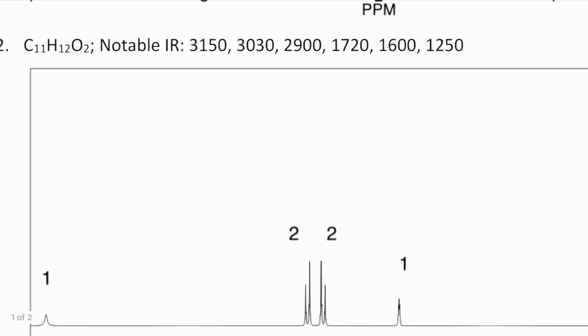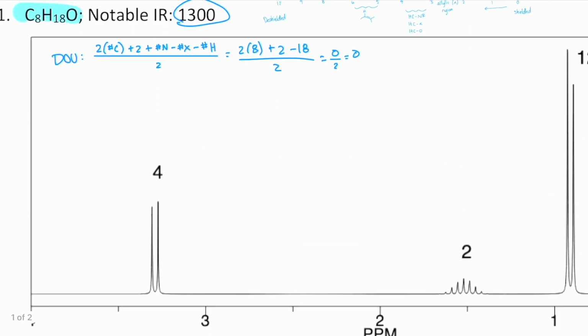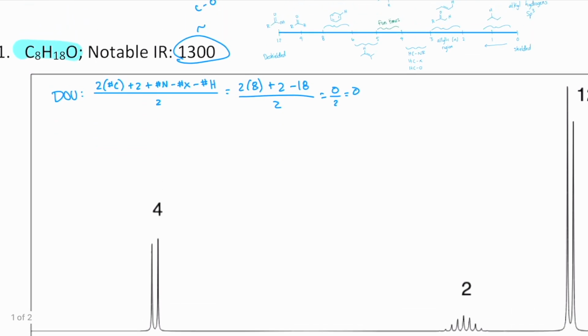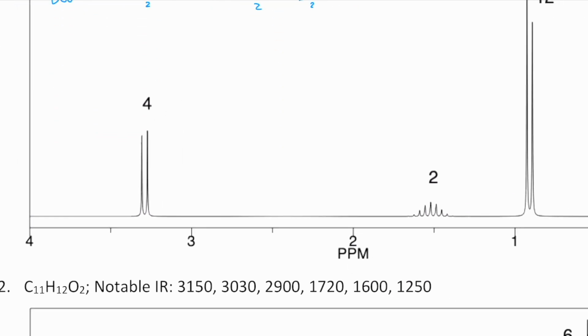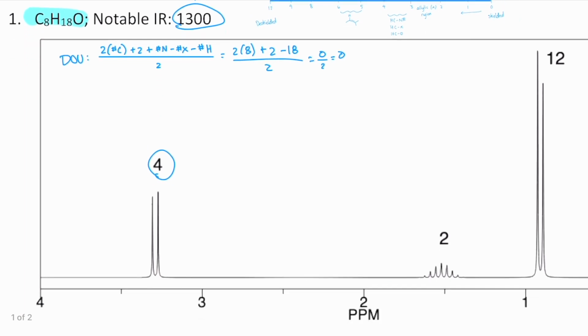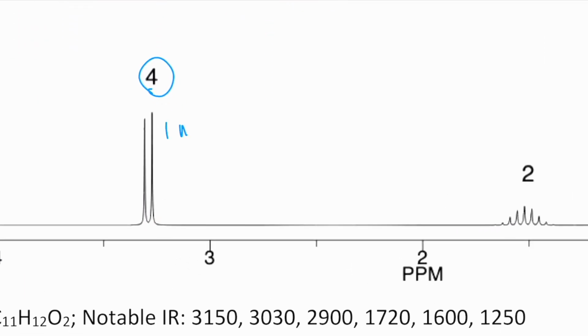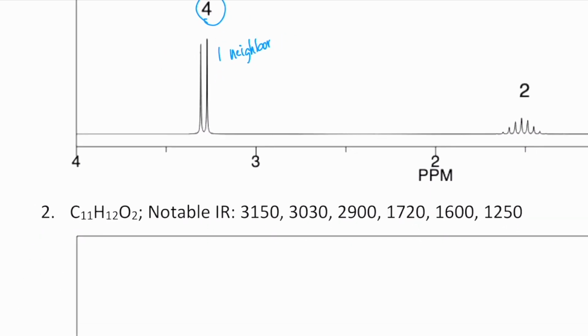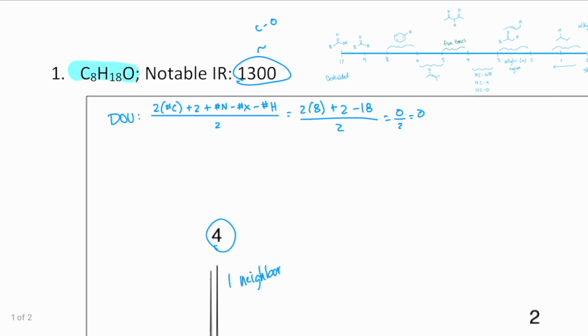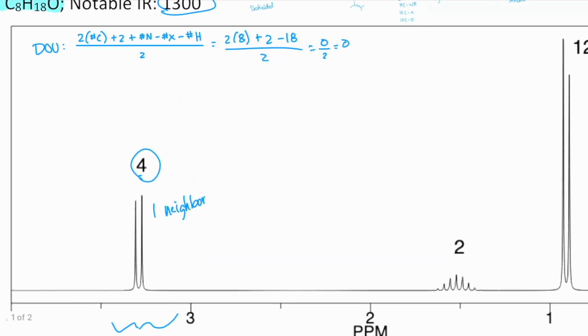Coming back to this one, let's see what we have here. We have 4 hydrogens that have one neighbor, and they're next to an electronegative region. That makes sense, because here we have an oxygen. So we have 4 hydrogens that are all identical.